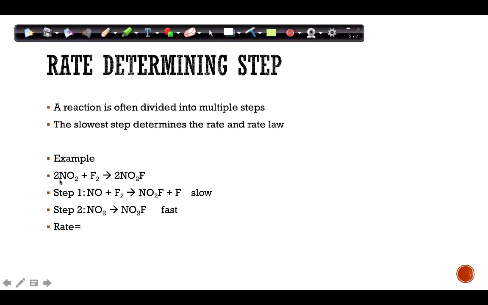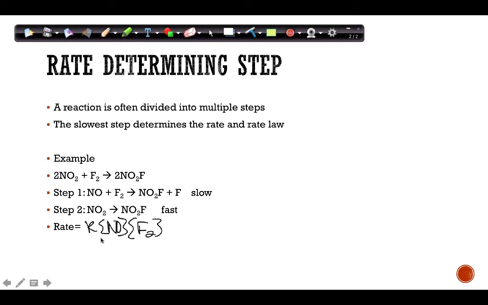So let's look at this reaction right here. This is our overall reaction. And then with step 1, this is my slow step, and then step 2 is my fast step. Well, my rate is only dependent on the slow step. So I can write out my rate law by simply looking at the reactants in that step. So my rate is dependent on NO, and I can look at the coefficients here. So it's to the first, and F2 to the first.